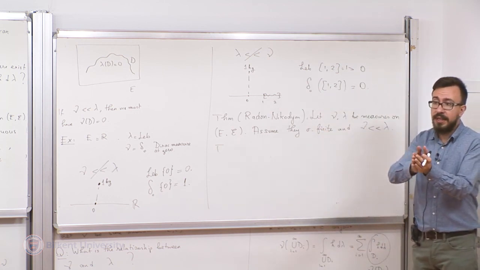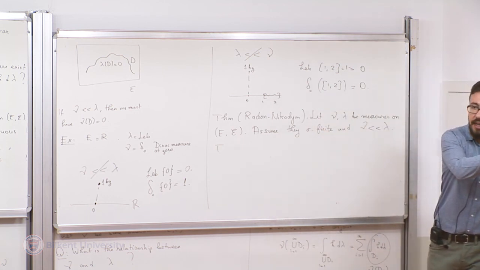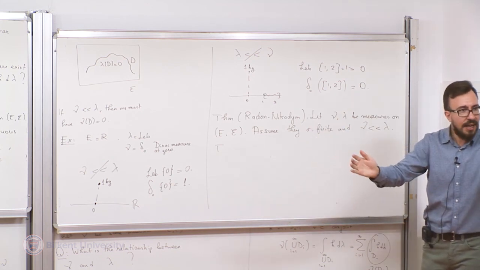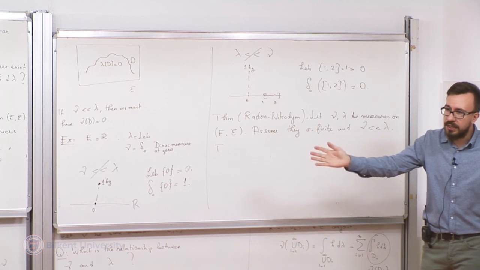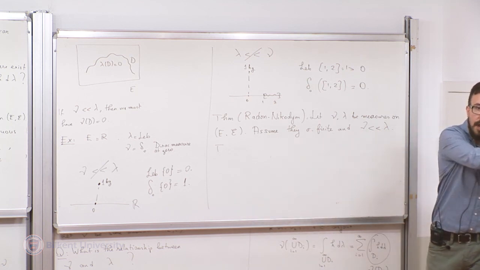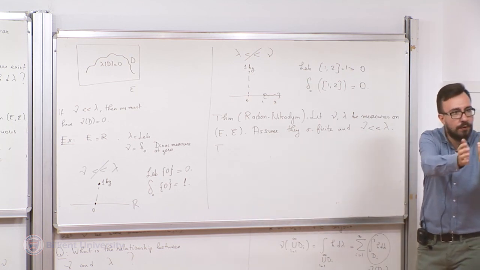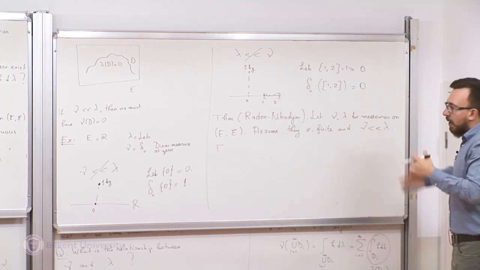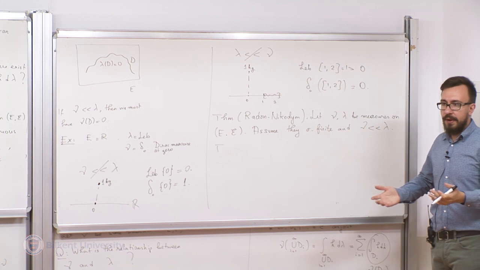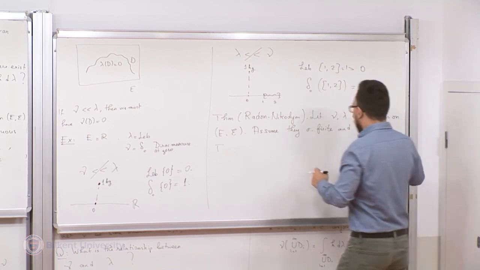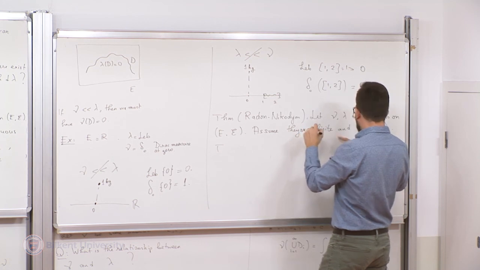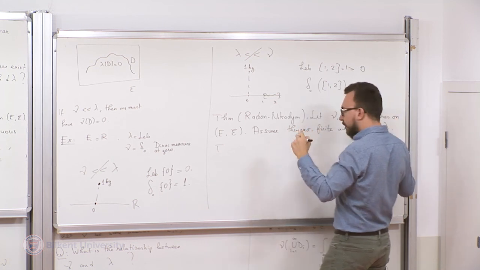Sigma finite means what? You can create sets which partition the whole set, and each set has finite measure. So Lebesgue measure is sigma finite because you can create intervals 1 to 2, 2 to 3, 3 to 4. They all have finite measure. And if you have a finite measure, it is automatically sigma finite. Anyway, assume they are sigma finite, and nu is absolutely continuous with respect to lambda.